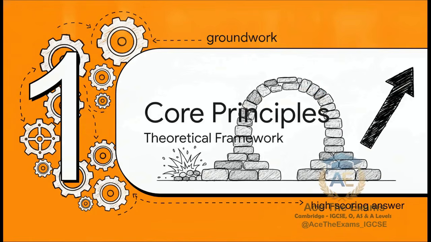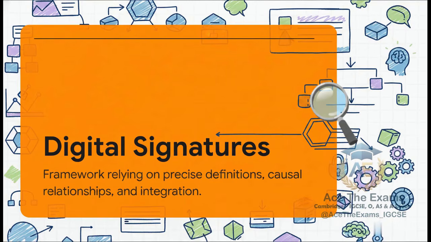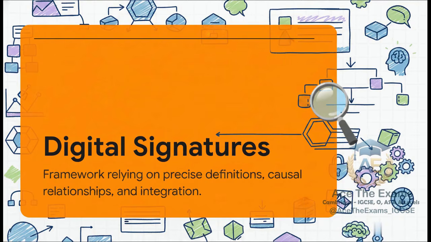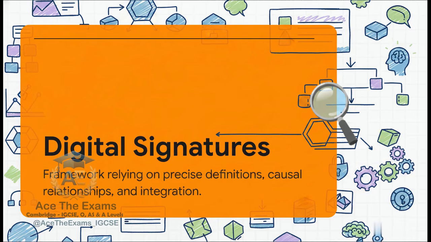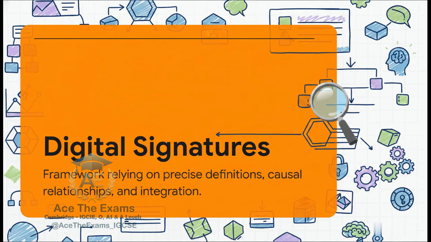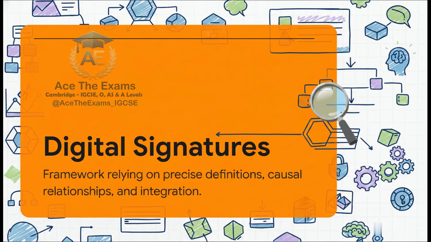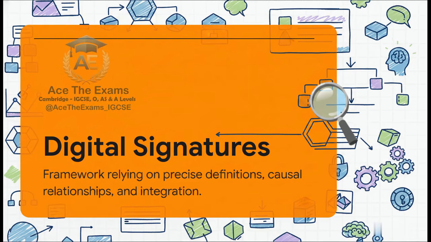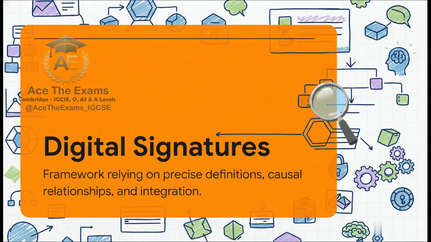Phase 1, core principles. You absolutely cannot build a high-scoring answer on a shaky foundation. This is where Alex always messes up. The theoretical architecture of digital signatures isn't just a random list of facts to blindly memorize. It is a highly structured framework relying on precise definitions, causal relationships, and deep integration with other syllabus areas. Top performers don't just memorize what a digital signature is. That's amateur hour. They understand exactly why it works, the causal relationship between a corrupted hash and a rejected signature, and how it connects to the broader world of computer science. If you just list facts like Alex, the examiner locks the vault. You have to show the connections.